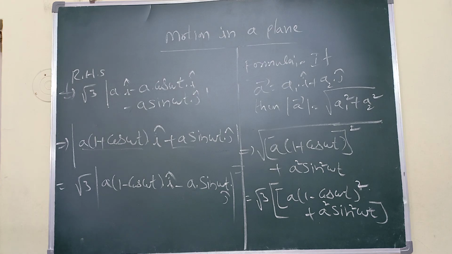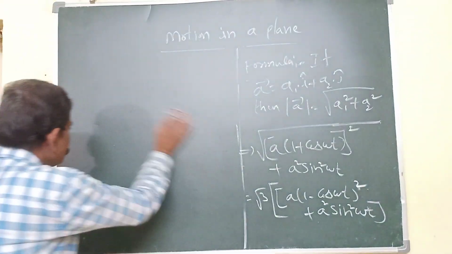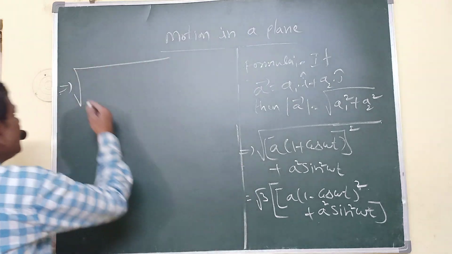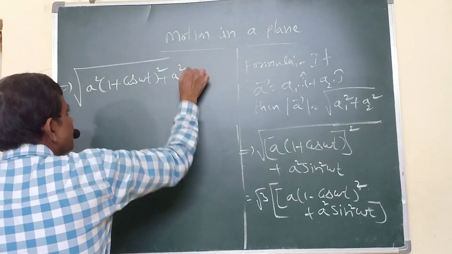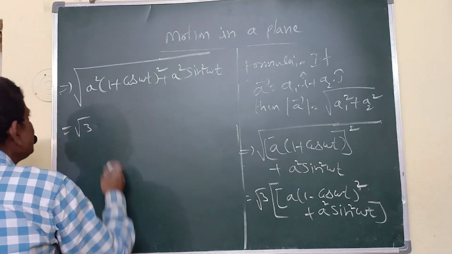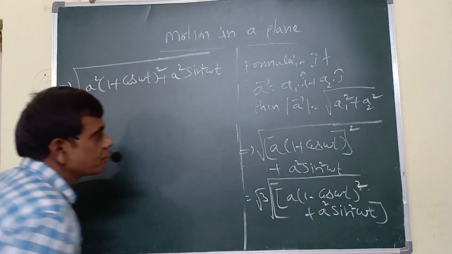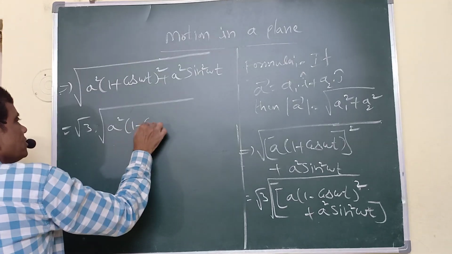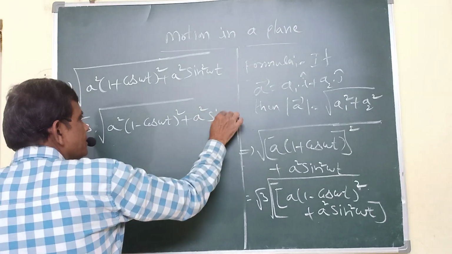Again, this implies root of A square into 1 plus cos omega t whole square plus A square sin square omega t equals root 3 into root of A square into 1 minus cos omega t whole square plus A square sin square omega t.